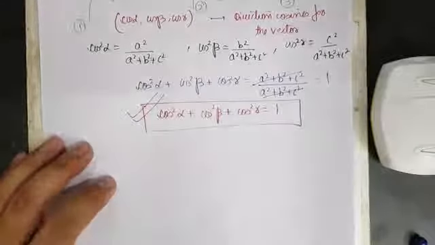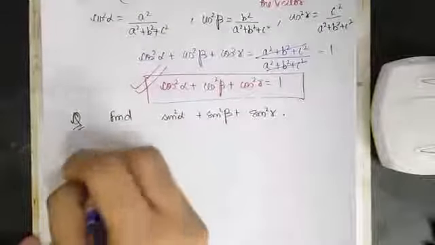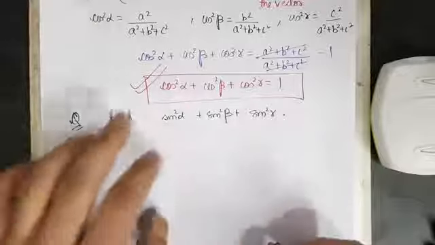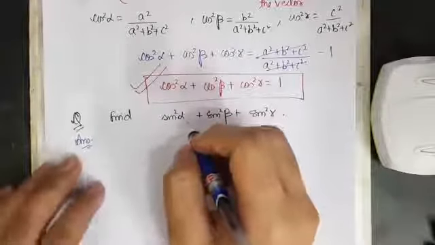I will be using this result in the next video also, so you must remember it. Now the question which comes is, let me discuss: find sin square alpha plus sin square beta plus sin square gamma. So how can we solve it? A very easy question. This is the first video, so I'm just taking the easier parts here.